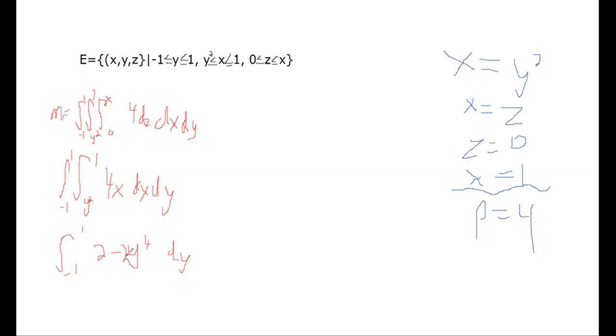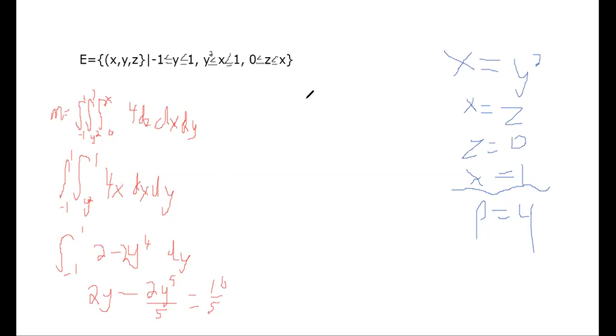And then it's as simple as integrating this, which gives us 2y minus 2y to the 5th over 5. And that's going to give us what looks like 4 minus 4/5, which should be 16/5. So there's our mass, 16/5.